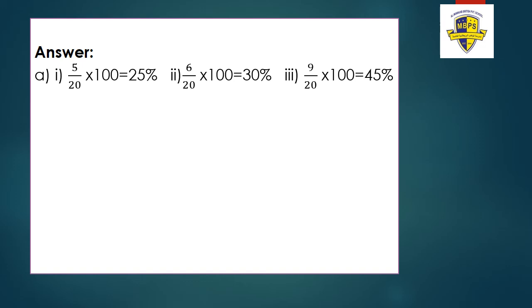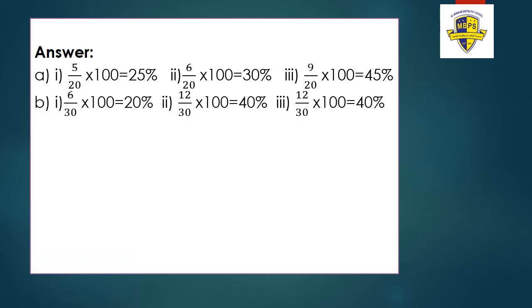Same here to find the percentage of boys who were normal. We have 6 boys who were normal. So 6 out of 20 multiplied by 100 equals 30% were normal. And what is the percentage of boys who were overweight? We have 9 boys overweight, so 9 out of 20 multiplied by 100 equals 45%.